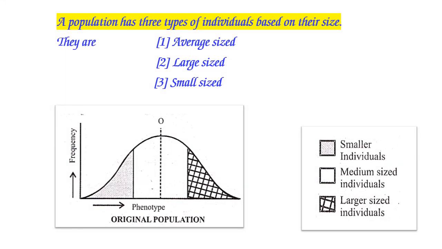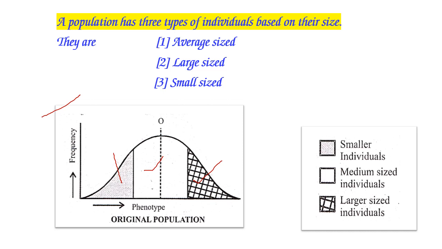A population has three types of individuals based on their size. They are average sized individuals, large sized individuals, and small sized individuals. If you express these three types of individuals in a graph, here is a graphical representation of these three types of individuals in a population. This is the original population in nature: this region is mid-sized individuals, this region is large-sized individuals, and this one is the small-sized individuals.